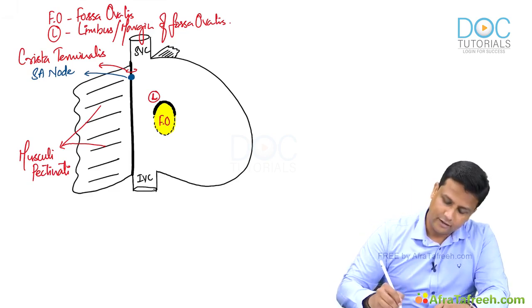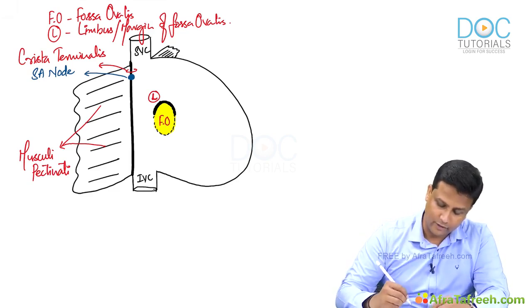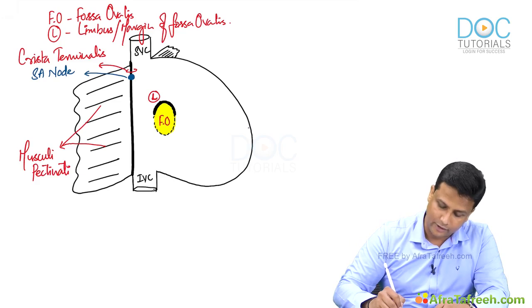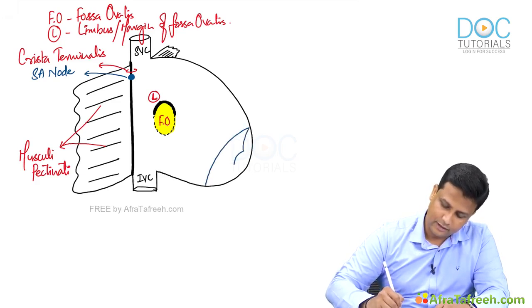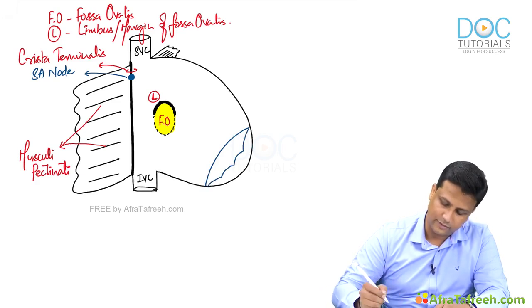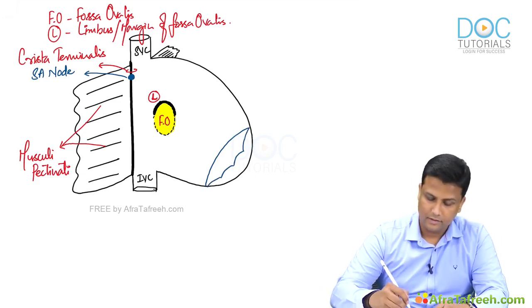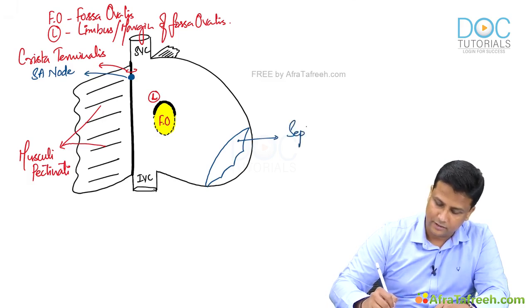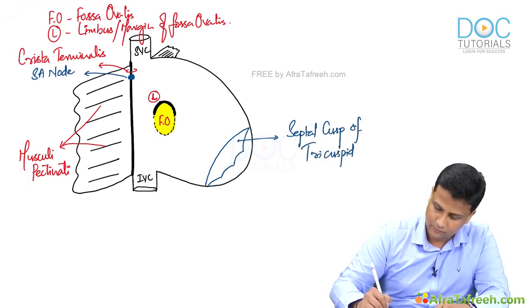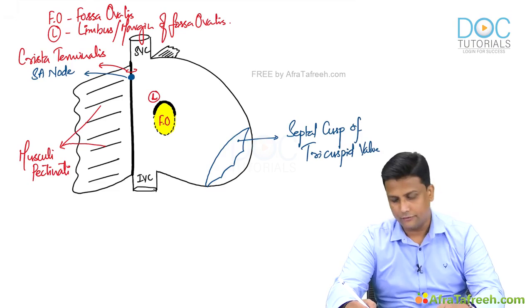Then after that, here I told you from the right atrium, the blood will be moving into the right ventricle, and between them you will be having a cusp here. And the cusp which is visible from here will be your septal cusp. So this will be actually the septal cusp of tricuspid valve. Septal cusp of tricuspid valve.